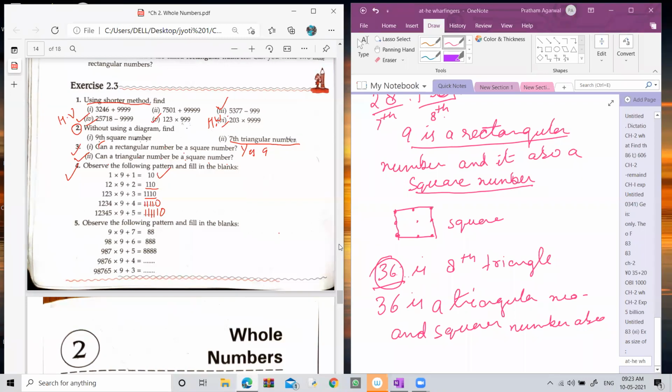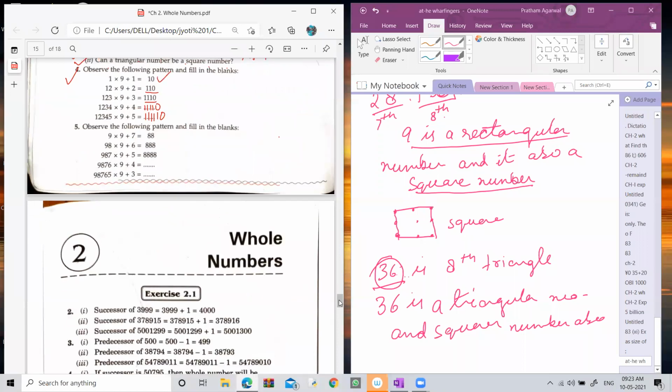Okay, ma'am. Now let's come to the 5th question. Observe the following pattern and fill in the blanks. Again, only by observing, you have to write down the number and fill the blanks. So how many 8s are there? 2 eights. Then 3, 4, 5. How many 8s will come? 5 eights will come. And then how many 8s will come? 6 eights will come.